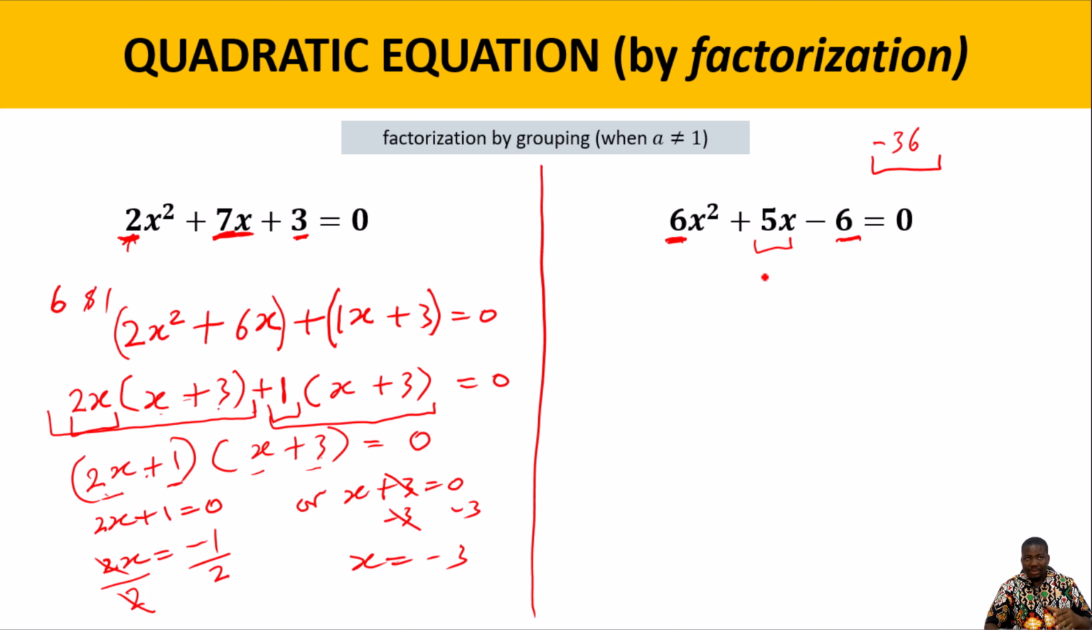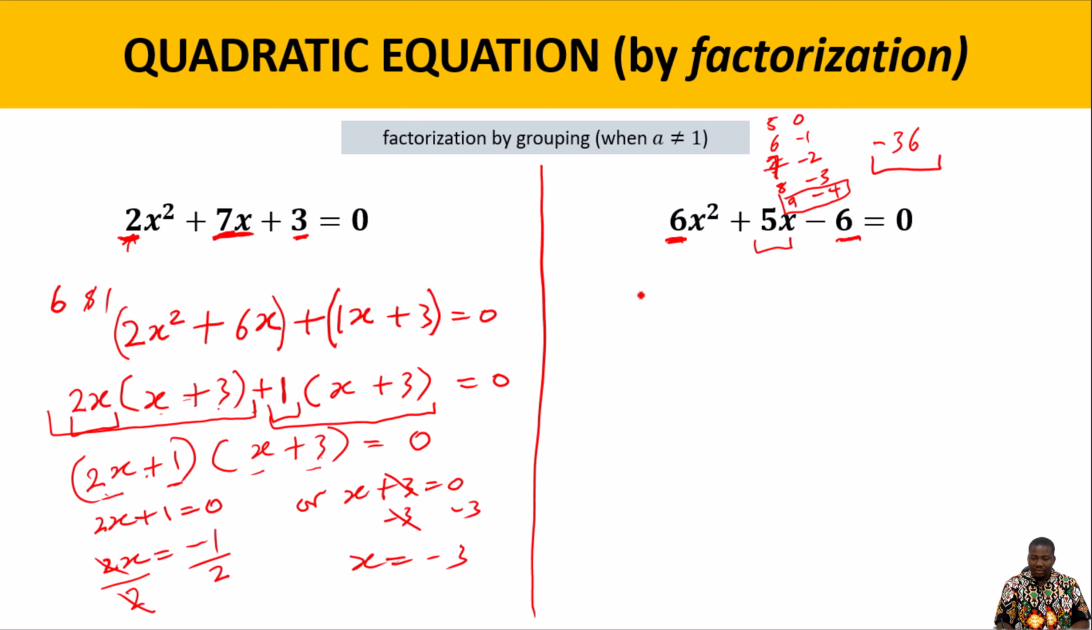Now, you may begin to try out numbers. For example, if you look at 5 and 0, when you multiply them, it does not give you negative 36. And because we are going negative, we can reduce this. This can be negative 1 and 6, that will be negative 6. 7 and negative 2, that will be negative 14. If you have 8 and negative 3, that will be negative 24. If you have 9 and negative 4, that will be negative 36. And when you add 9 and negative 4, it adds up to 5. So the numbers we're working with are 9 and negative 4.